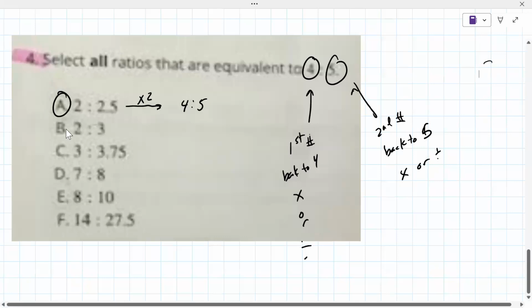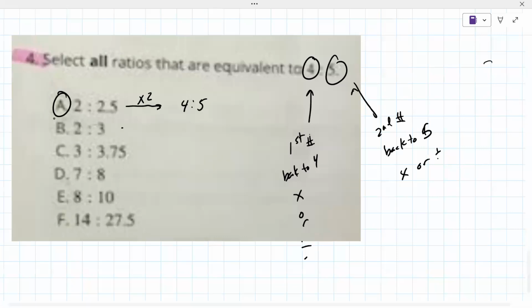Do you write fairly light on your pages? Yeah, just very barely perceptible there. Now B, to get the first number back to 4, you multiply by 2 again. All right, and so that becomes 4 to 6. That's not correct.